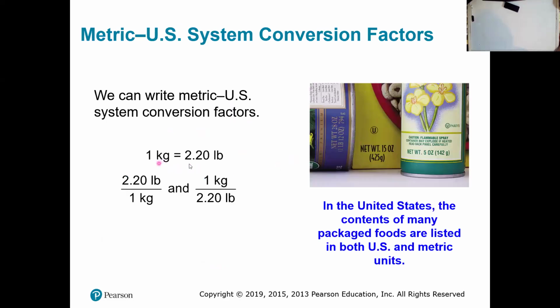In this case, with our 1 kilogram to 2.20 pounds, our 1 kilogram will not have significant figures, but our 2.20 pounds will. And these are the 2 versions of the conversion factor that we can use for that. One version of the conversion factor, pounds is on top and kilograms is on the bottom. The other version, kilograms is on the top, pounds is on the bottom.